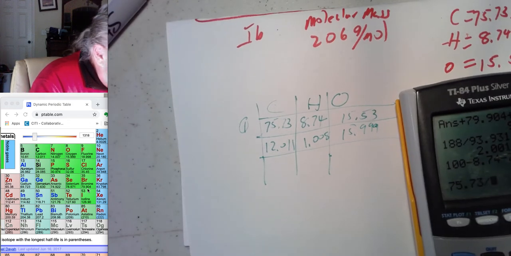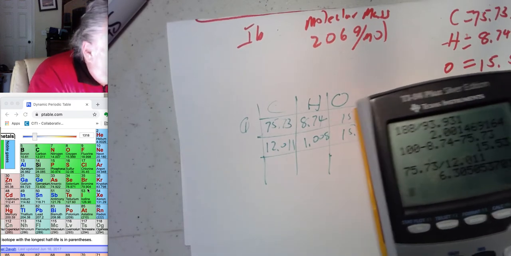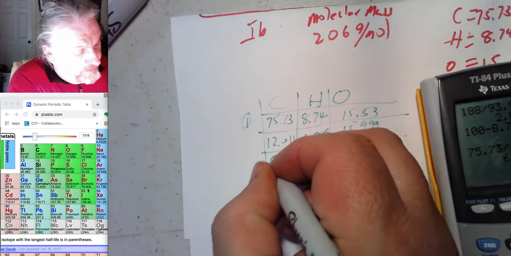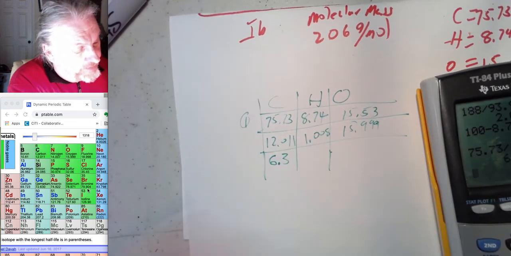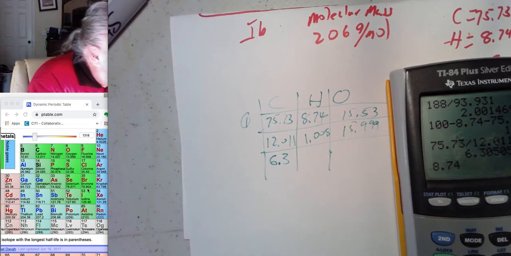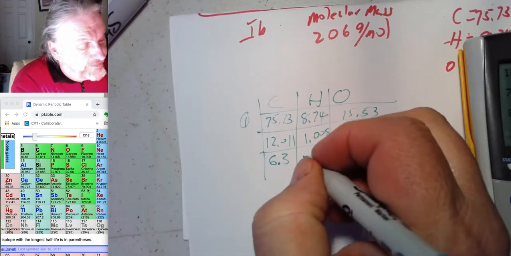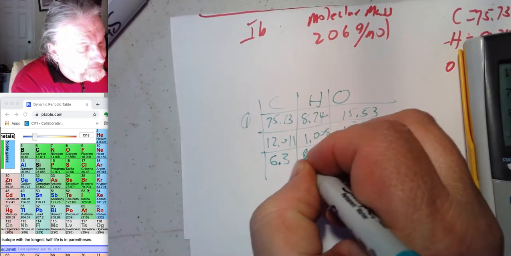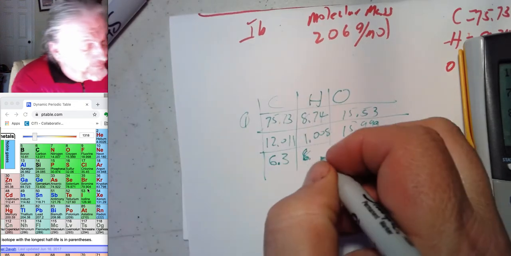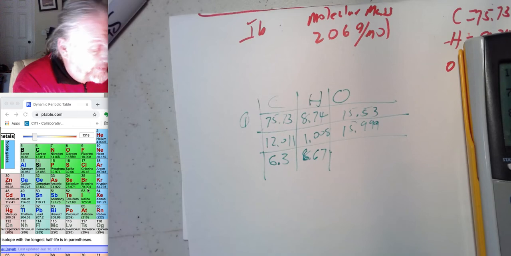73 divided by 12.011 is going to give me what? 6.3. Hydrogen: 8.74 divided by 1.008. That's going to give me the number of moles, 8.67. So 8.67, or really that's 2/3. Keep that in mind, and that's about 1/3.